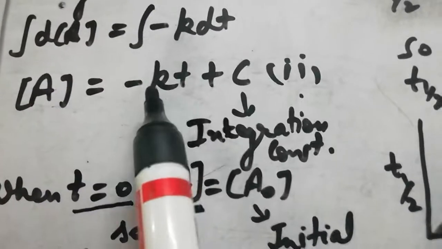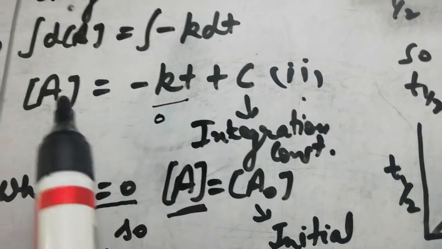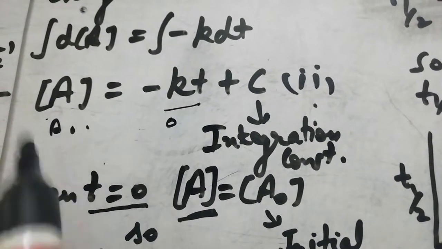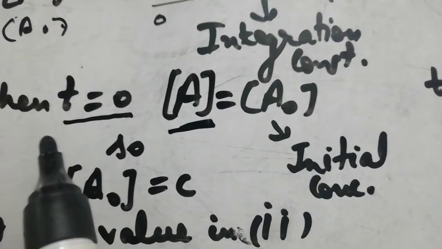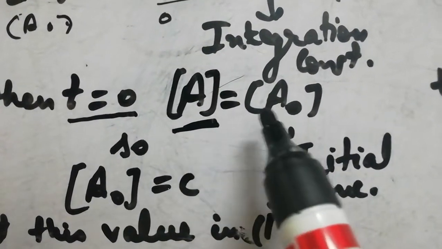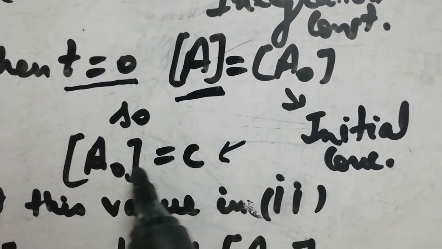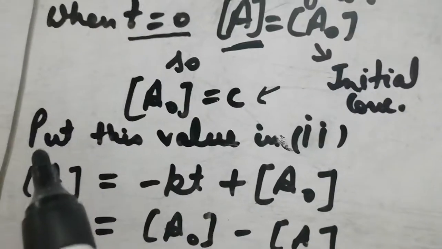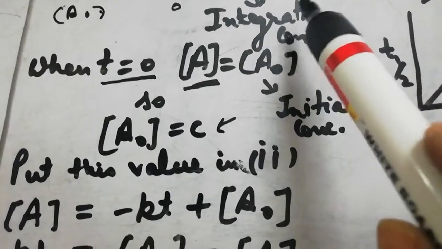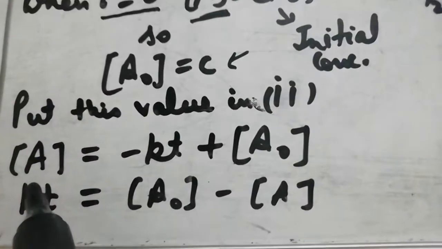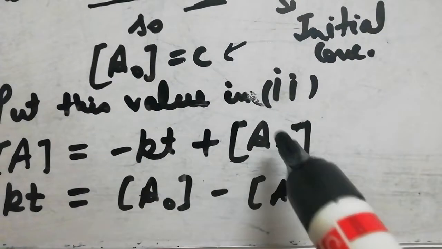So when time t is equal to 0, this term will come out to be 0. A is equal to A naught. So value of C will be equal to A naught. So when time t is equal to 0, value of A will be equal to A naught. So value of C comes out to be C is equal to A naught. Now you have to put this value of C in equation number 2, that is the above equation. So what you will get, concentration of A is equal to -kt plus A naught.